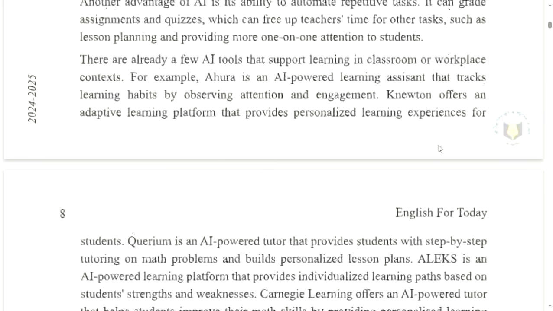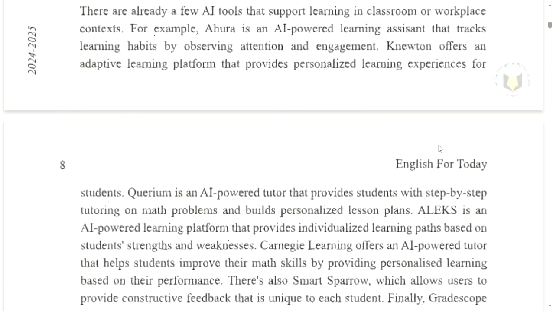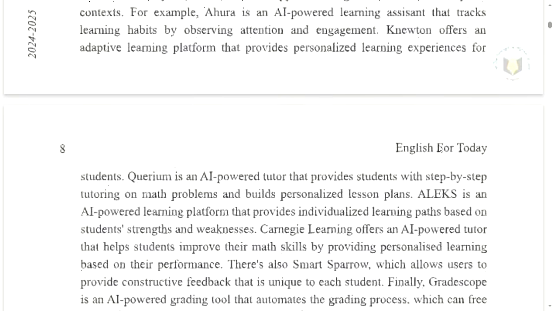Alex is an AI-powered learning platform that provides individual learning paths based on students' strengths and weaknesses. Carnegie Learning offers an AI-powered tutor that helps students improve their math skills by providing personalized learning based on their performance. There's also Smart Sparrow, which allows users to provide constructive feedback that is unique to each student.